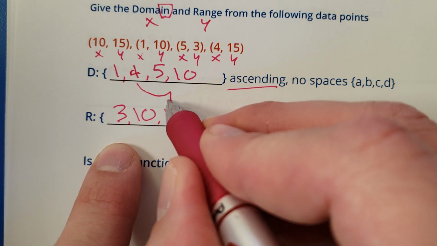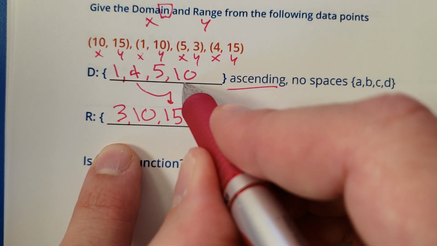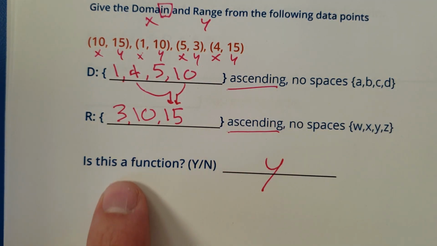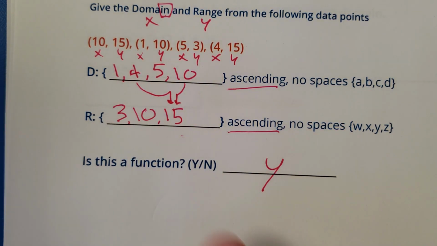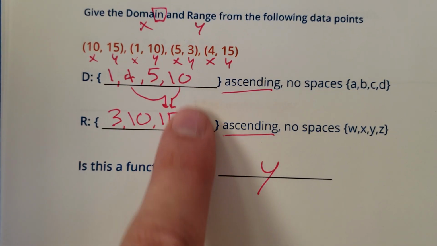So if this was an accurate mapping diagram, it looks like if you plugged in a 4, you would get a 15, and then if you plugged in a 10, you'd also get a 15. So that's exactly what I'm talking about. You plug in a 4, you get a 15. You plug in a 10, you get a 15. That's possible. You can't plug in a 15 and then get two different answers.